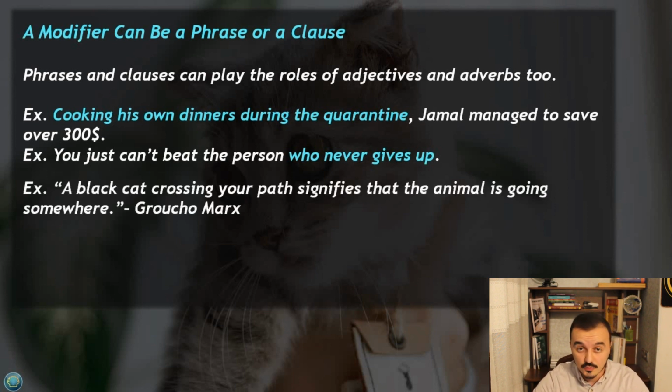Now pause the video please, have a look at the example and try to spot your modifying phrase. Well done. A black cat crossing your path signified that the animal is going somewhere. Crossing your path describes my black cat. So it's my participle phrase, one of the types of modifying phrases.